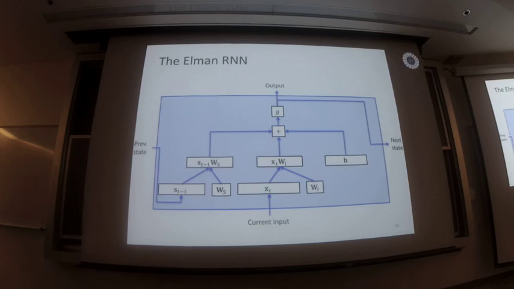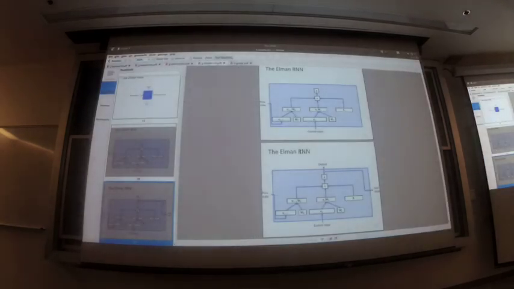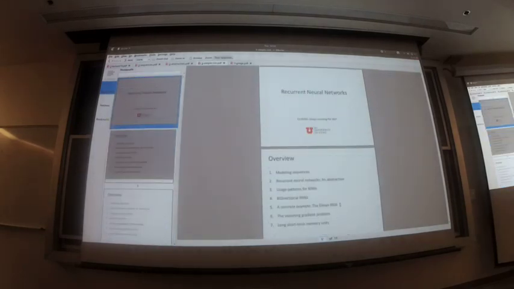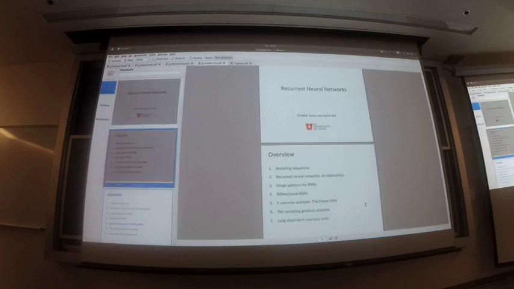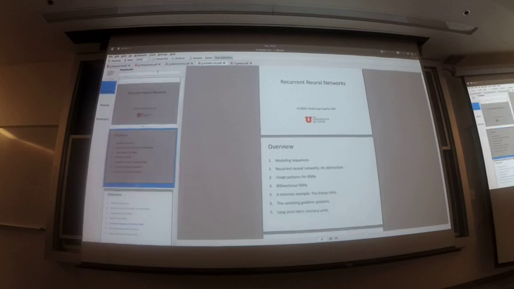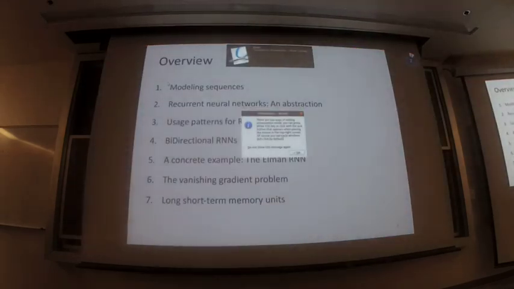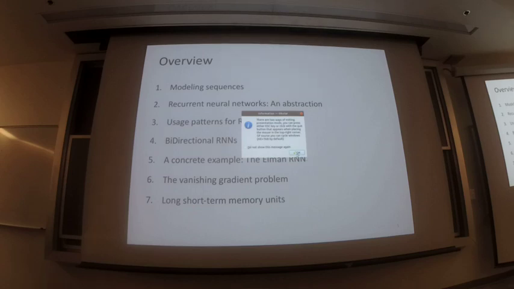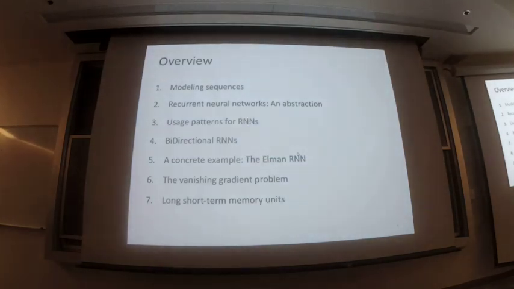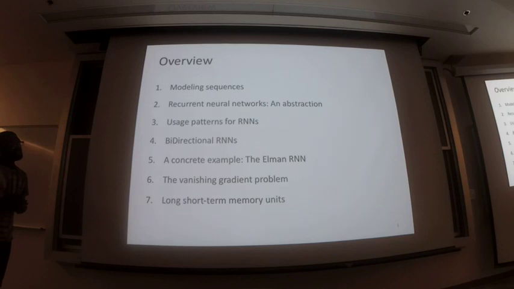So I think I'm done for today. On Thursday, we are going to look at 6 and 7. That's the vanishing gradient and the long short-term memory, the LSTM, and then your GRUs.